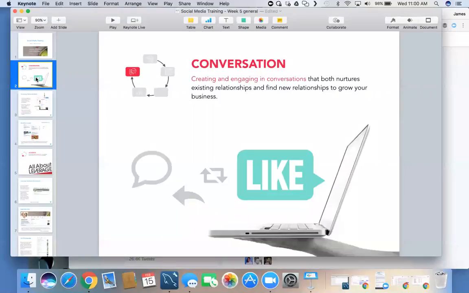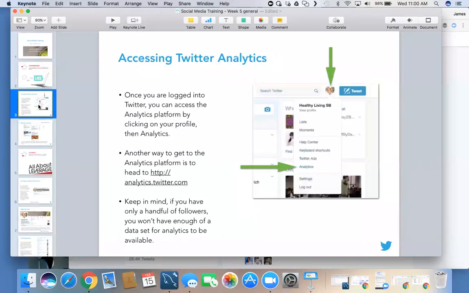but again, focusing here on creating this conversation. How do you best engage your audience and best engage those relationships that you've got? So the first thing we're going to take a look at is Twitter analytics. How do you access Twitter analytics?